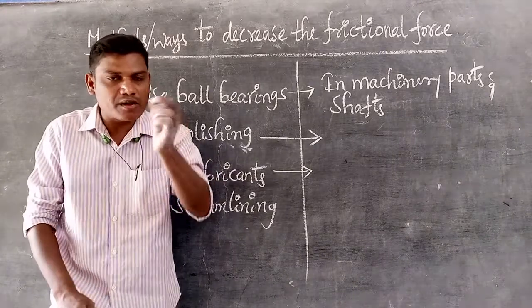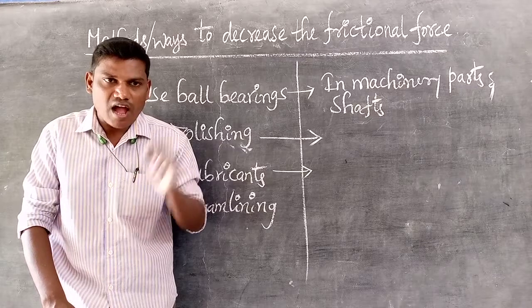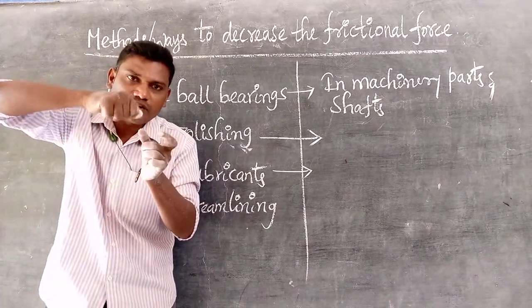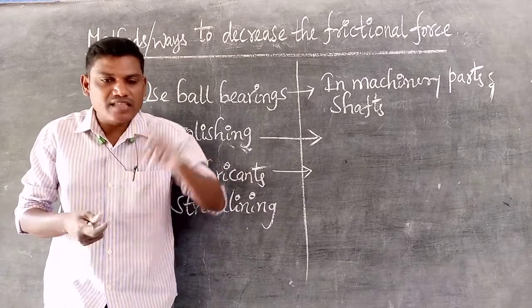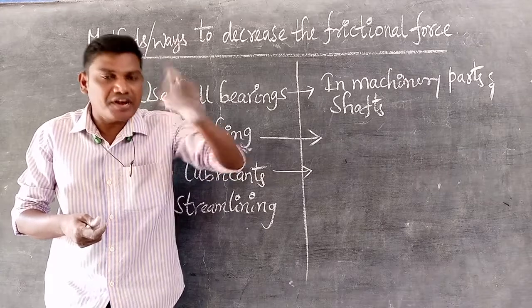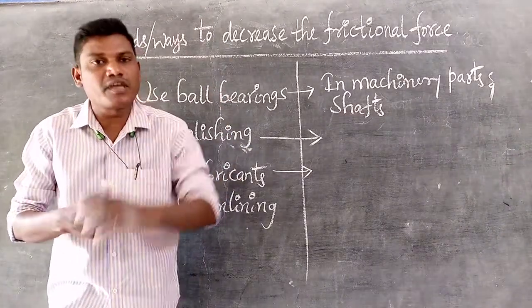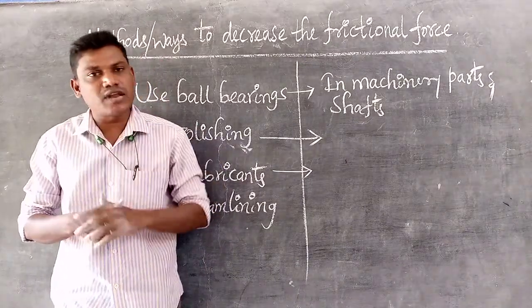Sometimes you observe that when you are using a bicycle, after some days you apply oil between the chain and the rear wheel. By using that oil, what will happen? The chain can easily rotate on the wheel. That's why the bicycle moves fast without making any noise. In the same way, we use it in bikes also.